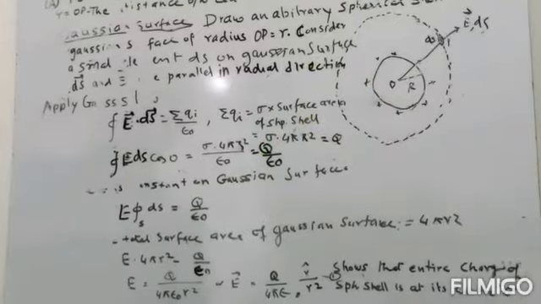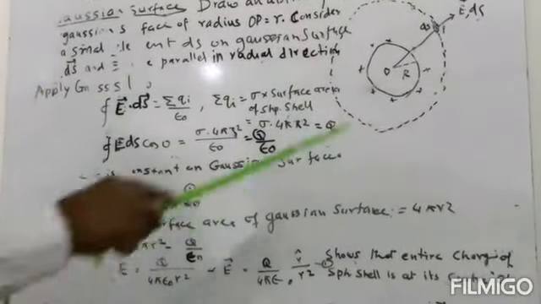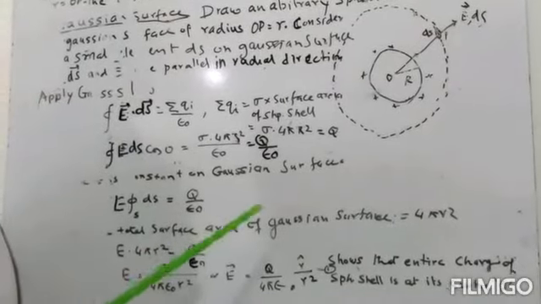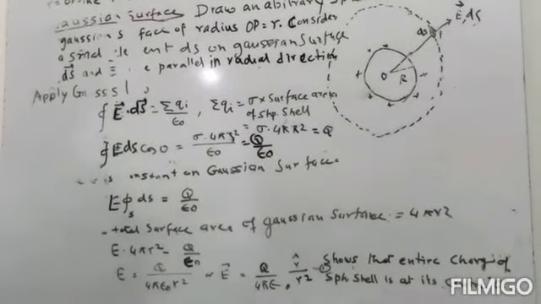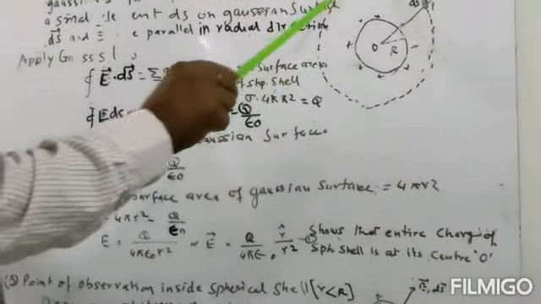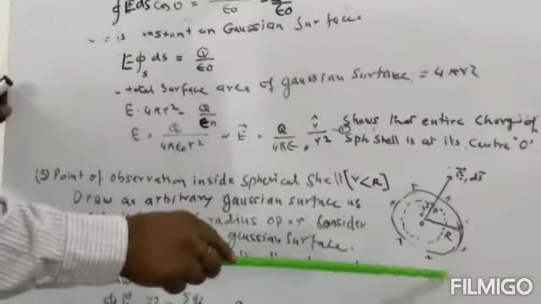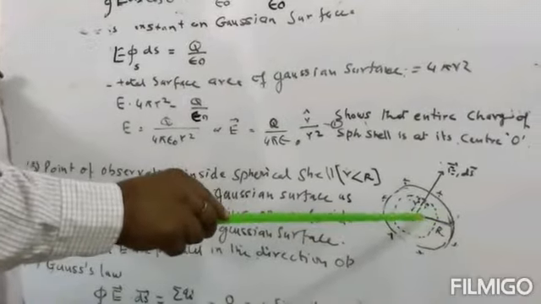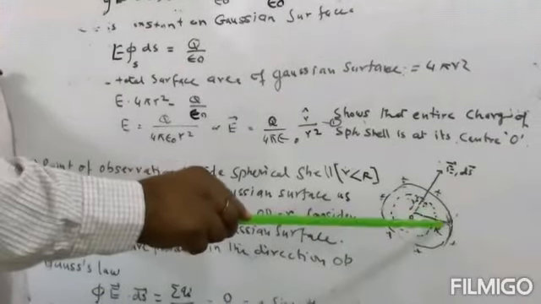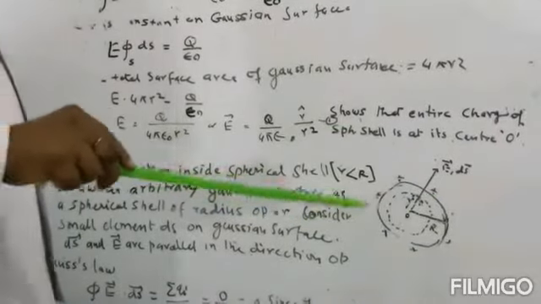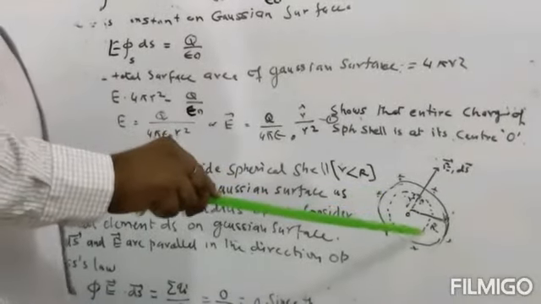Now the second point, we want to find the electrical field inside the spherical shell. So the second point of observation is inside the spherical shell. This is the spherical shell of radius capital R, and here we take a Gaussian surface of small r where the distance OP is equal to small r. The Gaussian surface will be a spherical shell whose radius is small r.